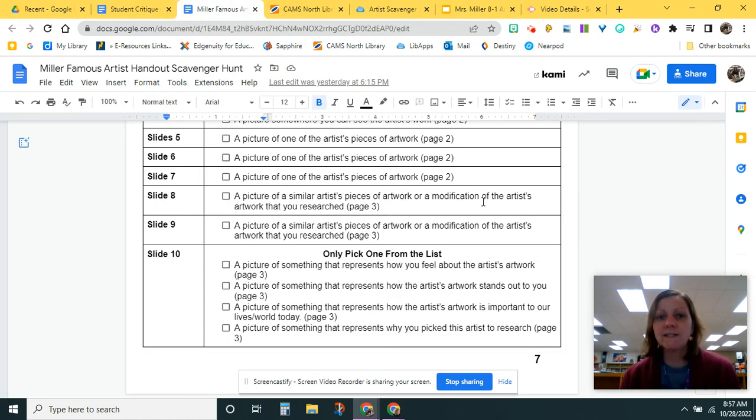All right, so slide 6, a picture of the artist's artwork. Slide 7, also a picture of the artist's artwork. I only have one in my example.